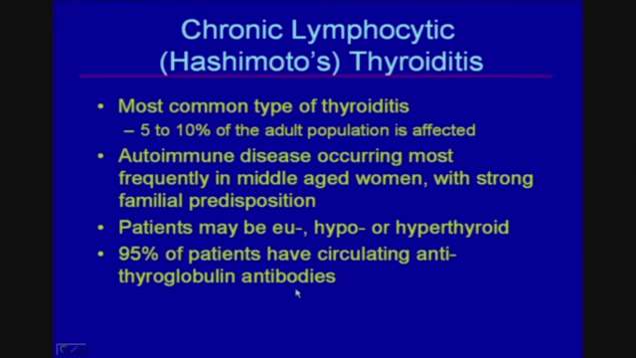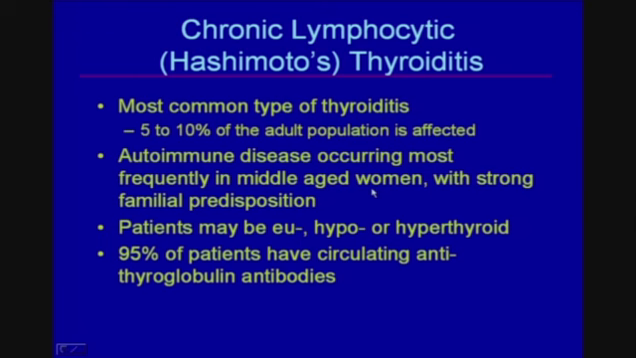Now we're going to switch gears to chronic lymphocytic or Hashimoto's thyroiditis, which is far and away the most common type of thyroiditis that you'll see. In fact, it's estimated that 5 to 10% of the adult population would have areas of thyroiditis in their gland if they were sampled. It's an autoimmune disease that's much more common in women than men, about a 9-fold predominance in women, and a very strong family predisposition, such that if you identify one member of a family that has this disease, there's often several members who have it, some of them previously undiagnosed.